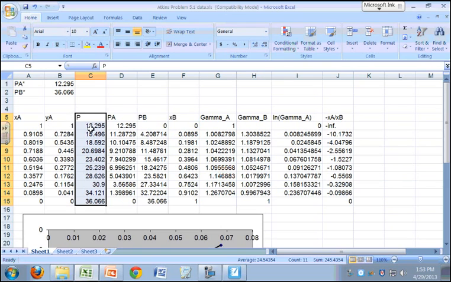From here you can see that when mole fraction of A is 1, the vapor pressure is 12.295. So P star A is 12.295, the vapor pressure of pure A. When the mole fraction of A is 0, that means you have pure B. So P star B would be the vapor pressure at that point for that particular liquid, it's 36.066. So this is the data given from the problem.